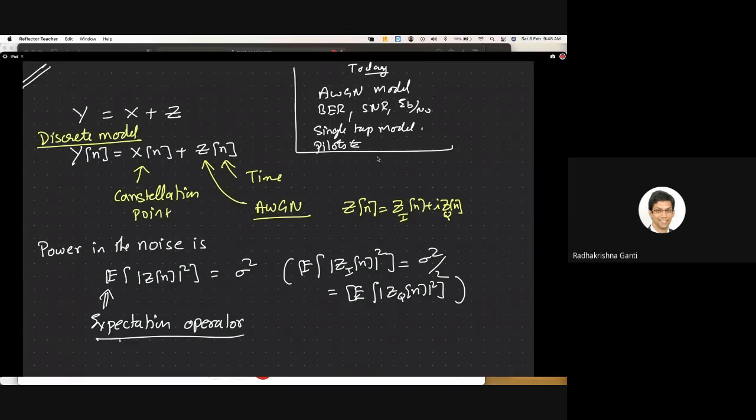Okay. Good. So next, this is what we have, and we also did one more thing. We also had signal power. Essentially, we use a normalized constellation. Since we use a normalized constellation, this was always equal to 1. This is what we did last class. Agreed?